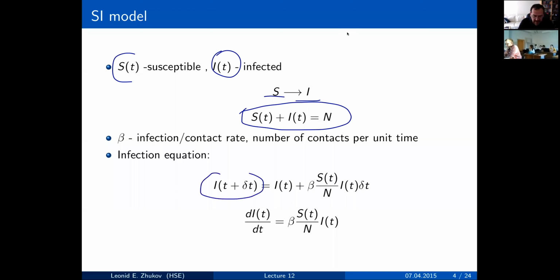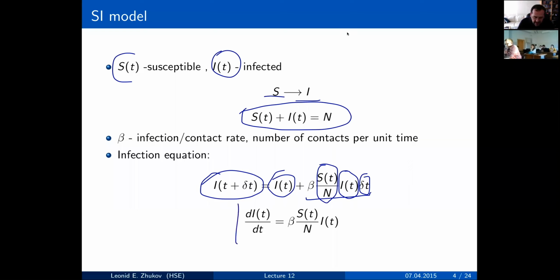The number of infected people at time t plus delta t is the number of people at time t plus as many people as get infected during time delta t. And that is proportional to the number of infected people, because the infection spreads by infected people, times the fraction of susceptible people. The reason is that only when infection goes from infected to susceptible do we get a new infected person, right? And beta is the infection or contact rate, or how many contacts happen per unit of time.